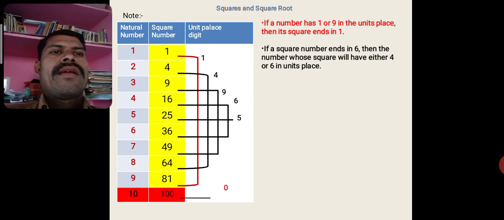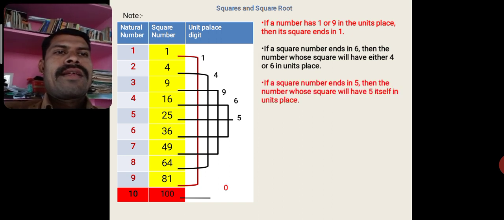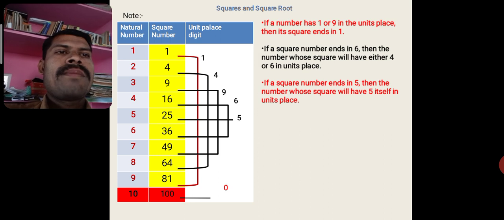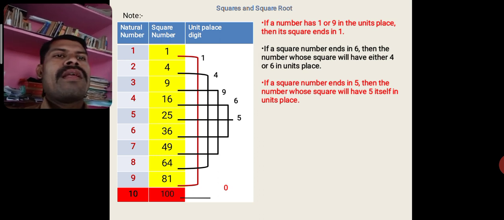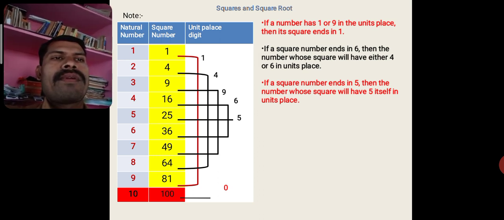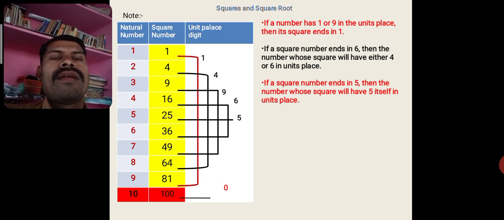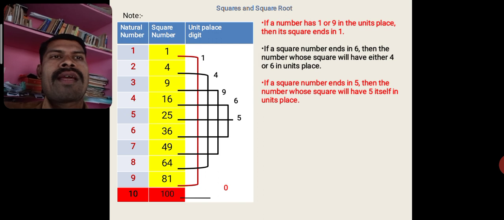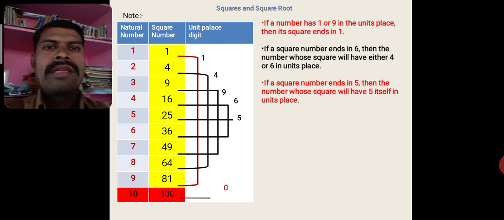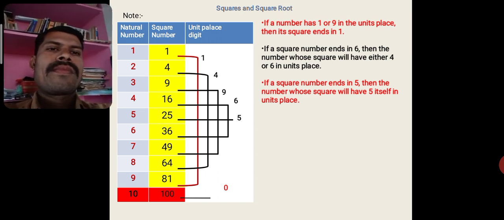Now you go for one more thing. Observe this. If a square number ends with 5, then the number whose square it is has 5 itself in its unit place. Means if a number has 5 in the unit place, then its square ends with 5 only. There is no other number. You can see.